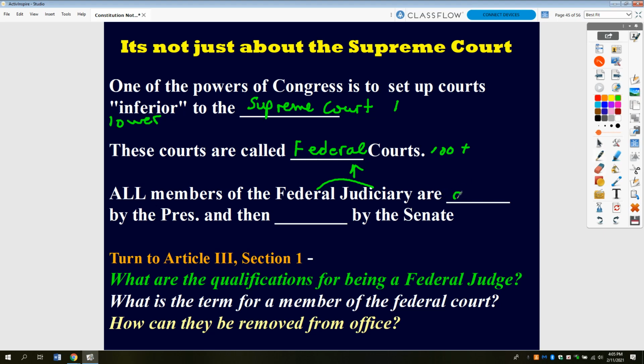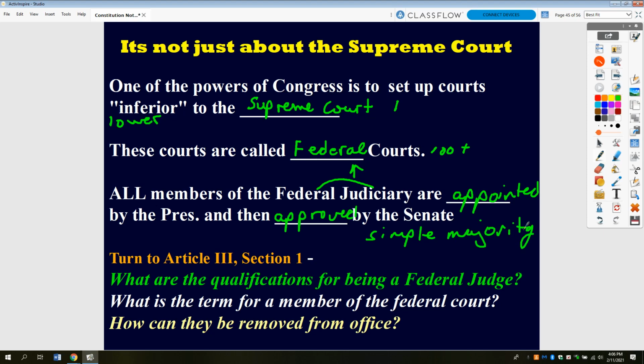They are appointed by the President of the United States, and then they are approved by the Senate. This happens with a simple majority vote. This is one of the three main areas where the Senate has to do an approval of an appointment by the president. Remember, the other two are ambassadors and cabinet members.